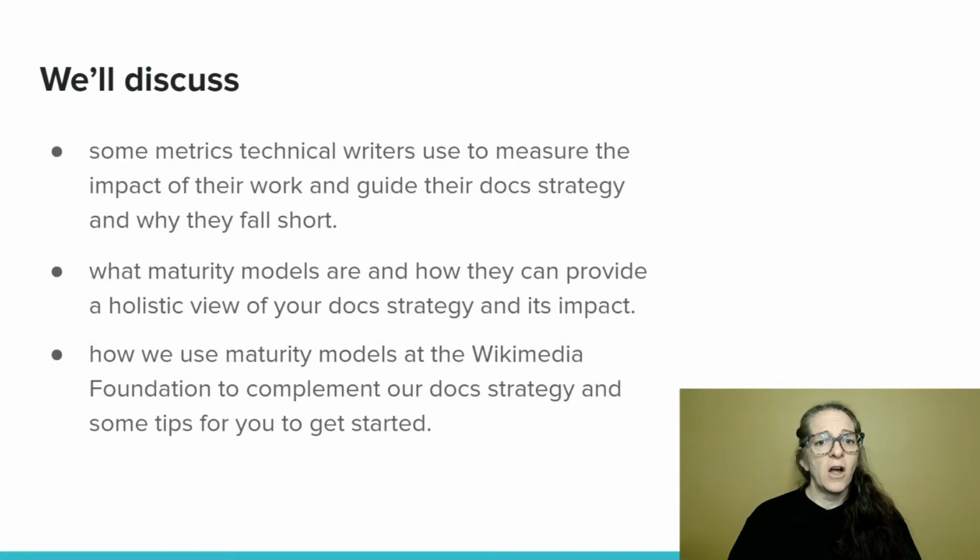So today we're going to talk about traditional metrics that help us measure the impact of our work and demonstrate its value, when those metrics work and when they don't. I'll provide an overview of maturity models as a complement to traditional metrics and talk about how to use them to gain a high-level view of your goals and your doc strategy. Finally, I'll show a couple of maturity models from the Wikimedia Foundation and share some ideas for creating your own.